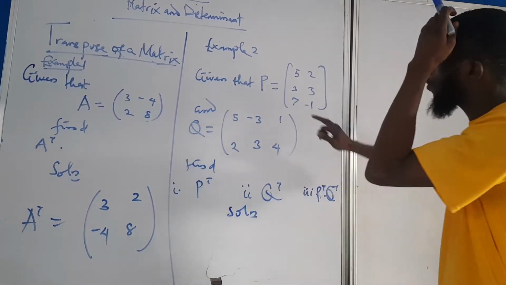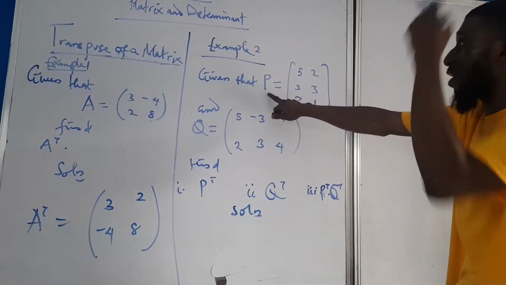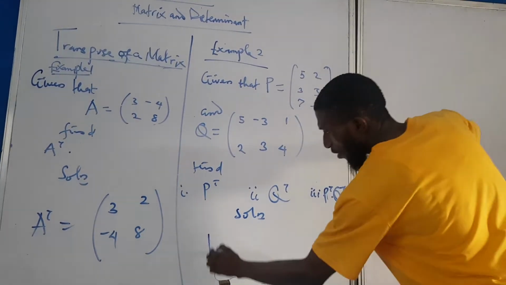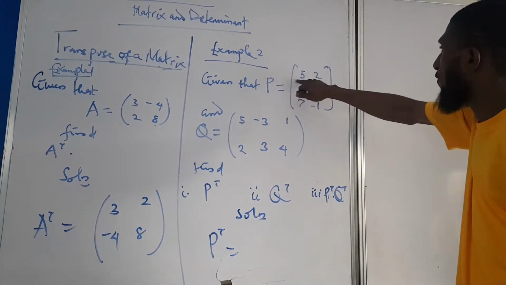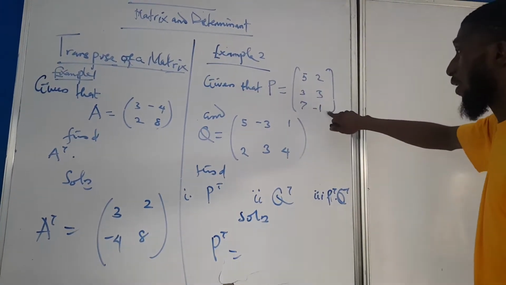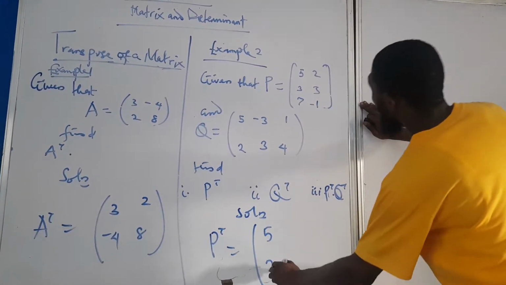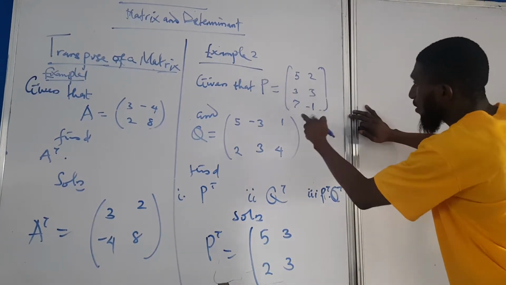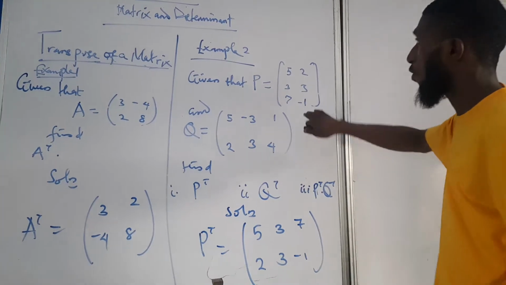Then for the transpose of this as our example 2, we have P as this matrix, then the transpose of P, which is P transpose, equals to all the rows. We have the first row, second row, third row. All the rows we turn to columns. Then we have 5 and 2. We have 3 and 3, which is this and this. Then we have 7 and minus 1, and that's the transpose of P.